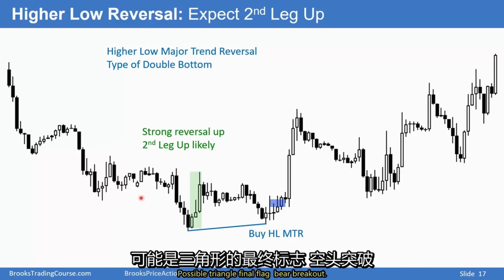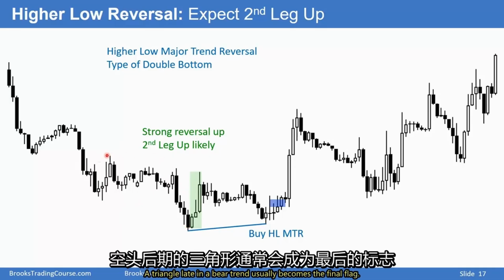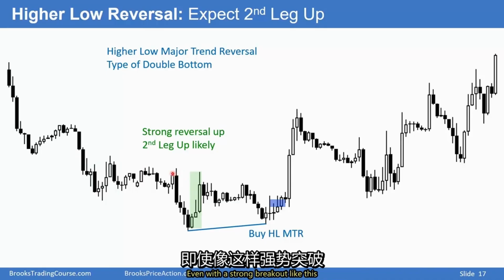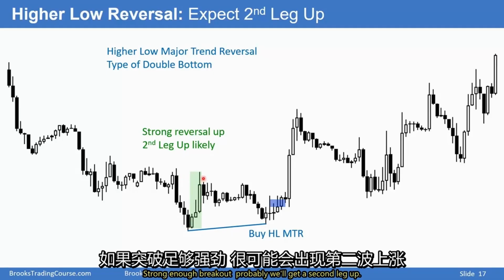Possible triangle final flag. Bear breakout, usually the final leg of the bear trend. A triangle late in a bear trend usually becomes the final flag. Even with a strong breakout like this, you have to assume the market will come back to the apex of the triangle. Strong enough breakout, probably will get a second leg up.